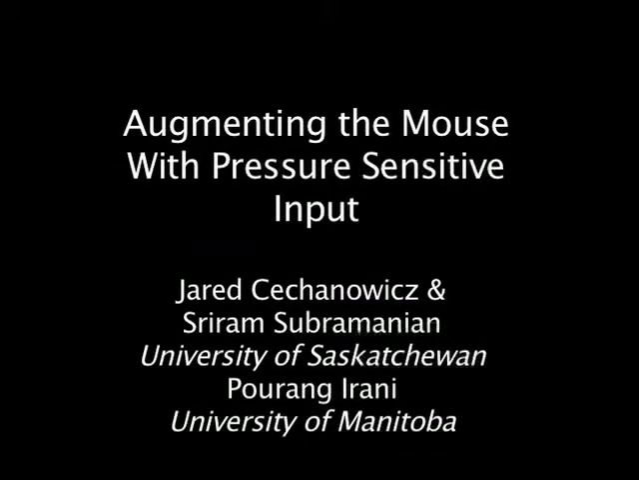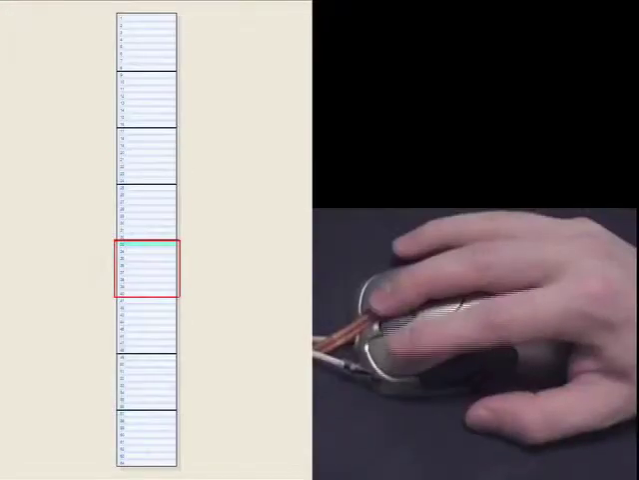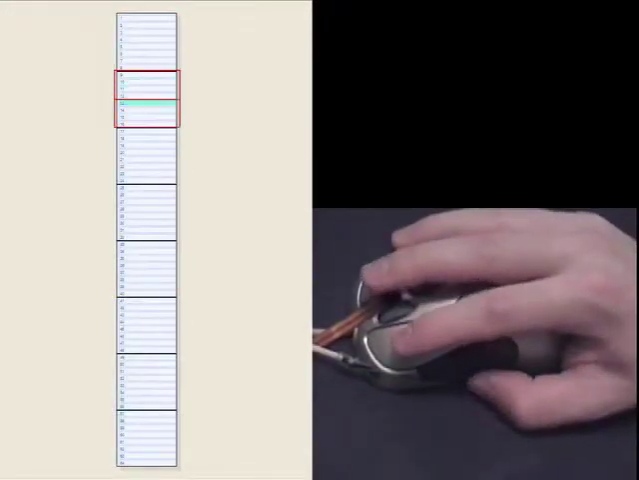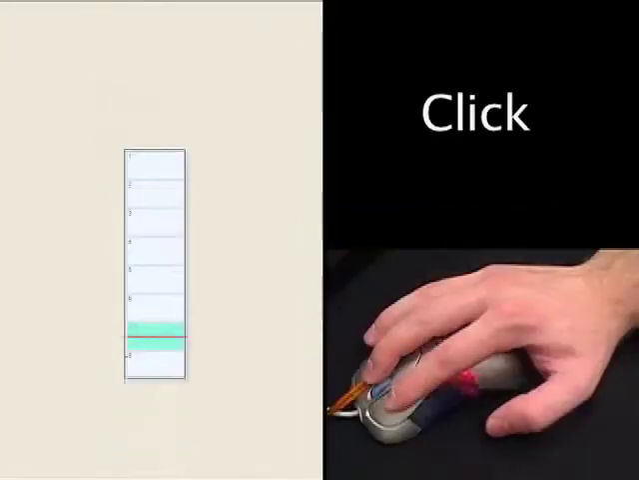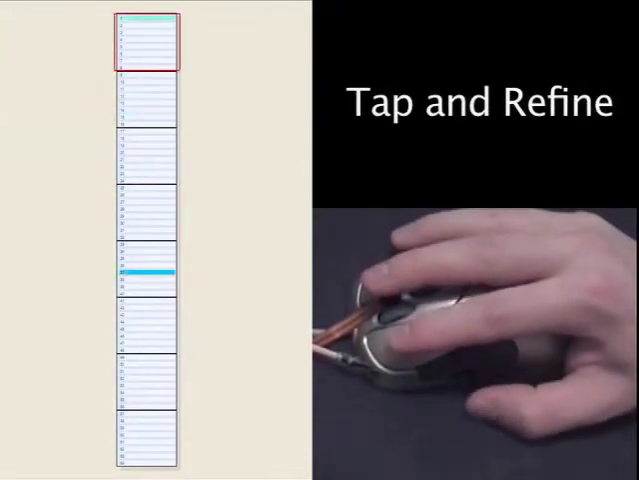In a multi-phase study, we explore the design potential of unipressure and dual-pressure augmented mice for discrete target selection tasks, and introduce the unipressure click and dual-pressure tap and refine modes of selection.